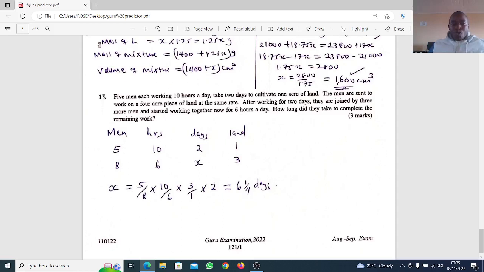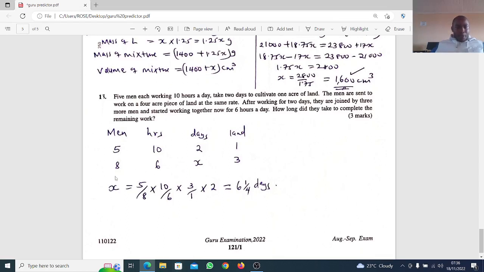So for me to get x, assume if I close this and I close this, I work with 5 and this one. Assume I don't know about the hours they are working, if I just compare men and days, I say that 5 men are doing 2 days. Meaning, if there are 8 men, will they take less days or more days? Automatically, they will take less days, and therefore it is less over more. That is 5 over 8 times.